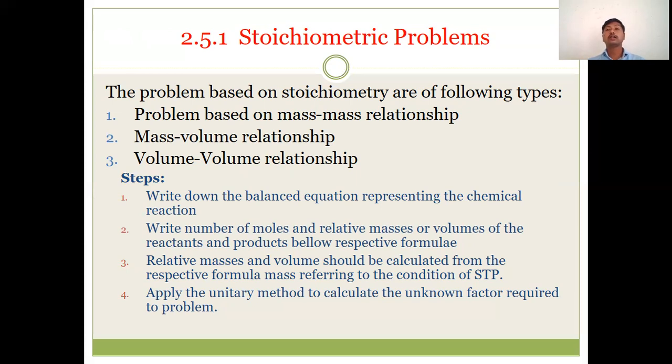The third point is that the relative mass and also volume are calculated from the respective formula, referring to the condition at STP. Then apply the unitary method to calculate the unknown factor which is required in the problem. These are the 4 steps for solving problems based on stoichiometry.